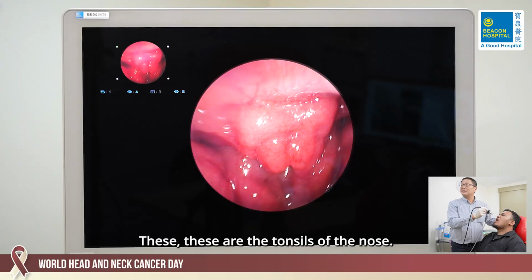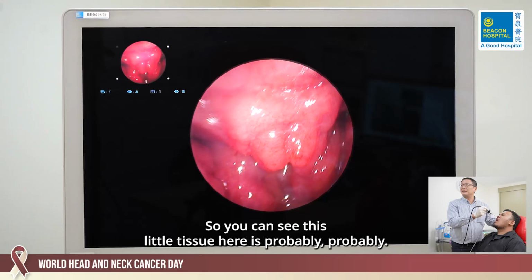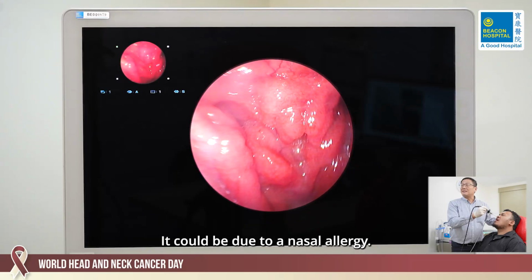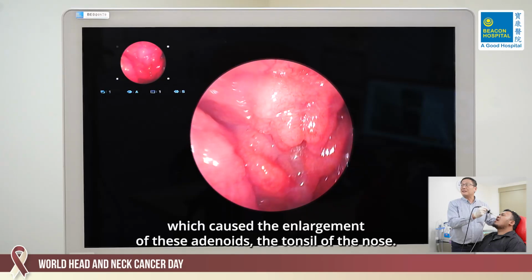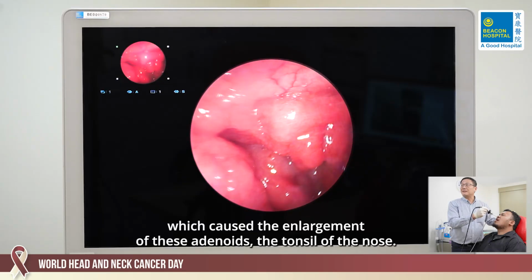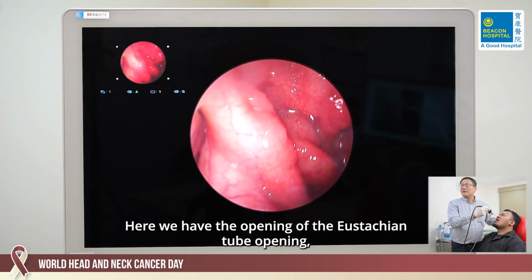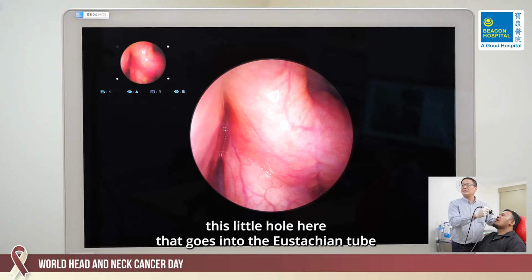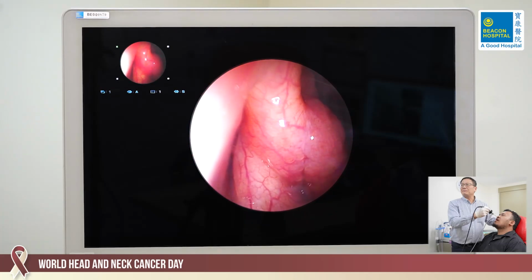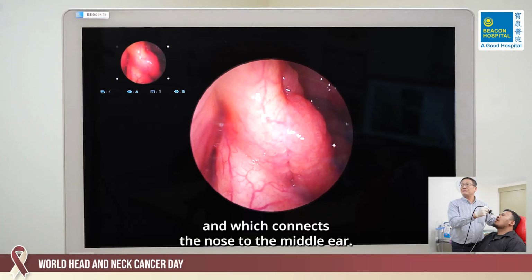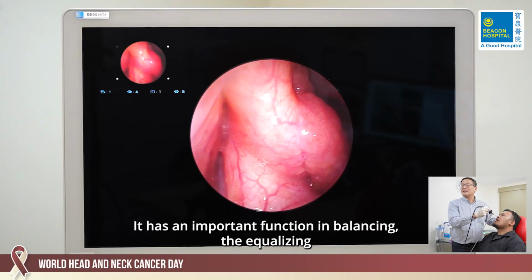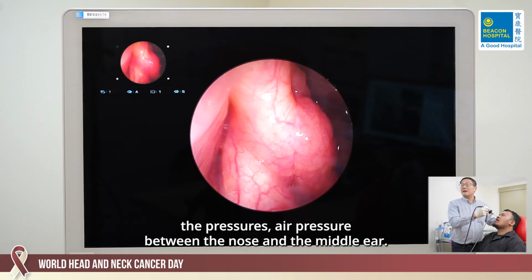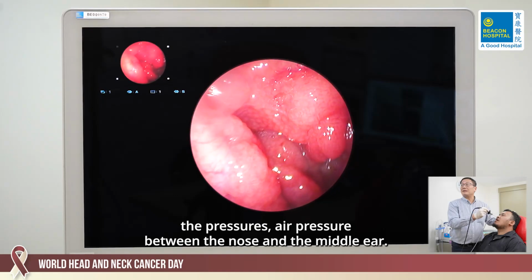Okay, these are the tonsils of the nose. So you can see this little tissue here. And it could be due to nasal allergies, all right, which cause the enlargement of these adenoids, the tonsil of the nose. Here we have the opening of the eustachian tube. This little hole here goes into the eustachian tube, which connects the nose to the middle ear. It has an important function in equalizing the air pressure between the nose and the middle ear.